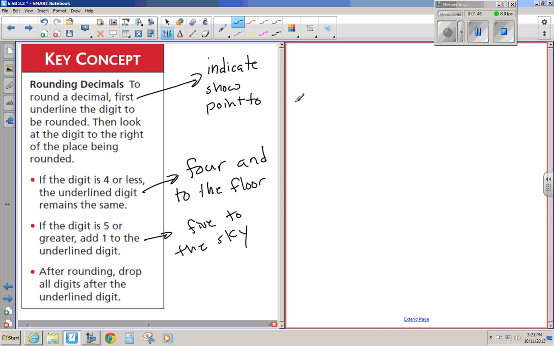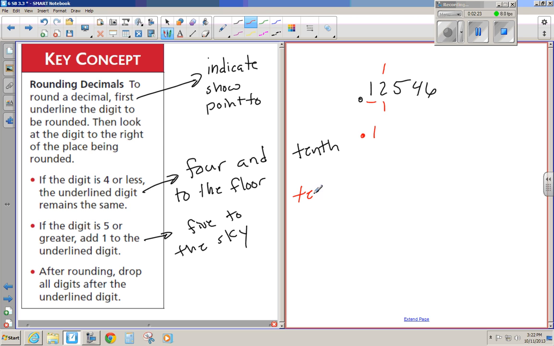So just as a brief example, 0.1254 6. Let's say we're rounding to the tenths place. We need to somehow indicate that this is the tenths place. Then you look to the digit to the right, so you look here at 2. If it's less than 4, that's 4 to the floor, which means the 1 stays as a 1.